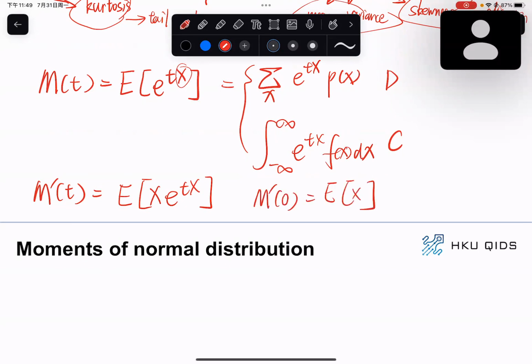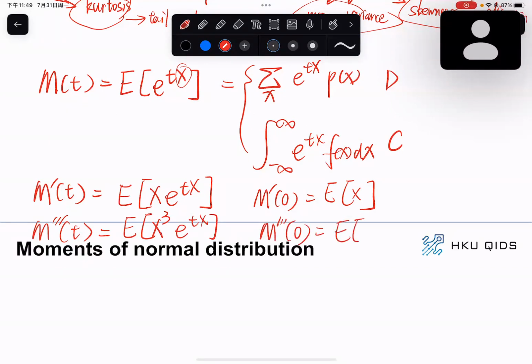And again, if we take the third derivative, it is going to be X cubed e^(tX). When we set t to 0, it is just E[X^3], right? It gives us the nth moment, because each time we take the derivative, we bring one X down from the exponent. So we can use this property to solve for E[X^n] for the normal distribution, right?